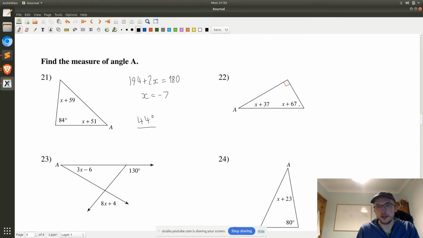37 plus 67 is 104. 104 plus 90 is 194. So we get a very similar problem here. x is -7 and angle A is x plus 37. So angle A, the measure of angle A rather, must be 30 degrees.